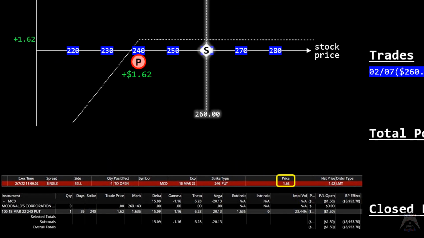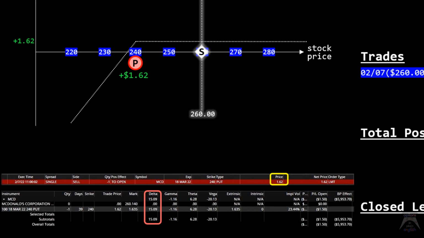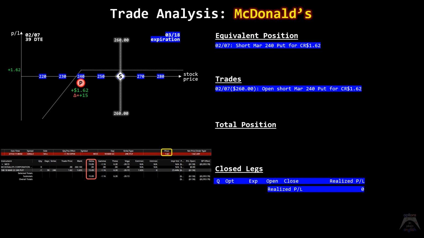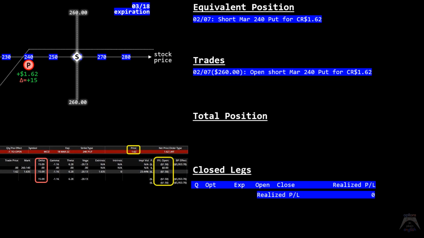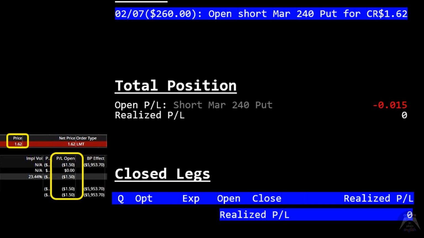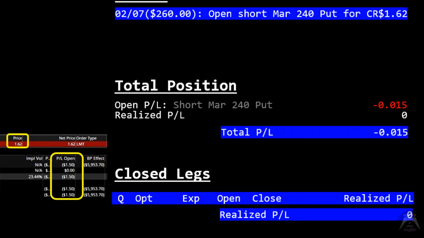Looking at our monitor page, this leaves us with a delta of around 15 and an equivalent position that is the same as our initial trade, since no adjustments have been made yet. We have no closed legs and an open P&L of minus 150 total, so our total P&L will be only our open P&L of minus 150 total, or a loss of 0.015 per contract.